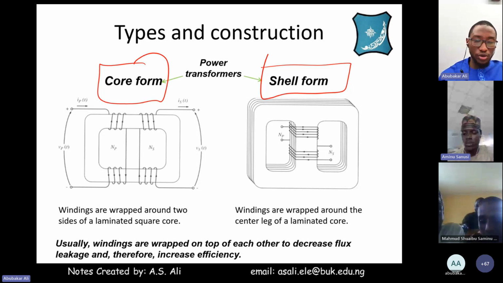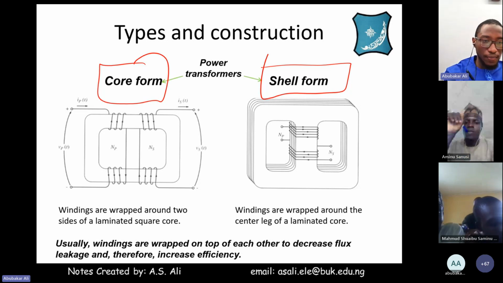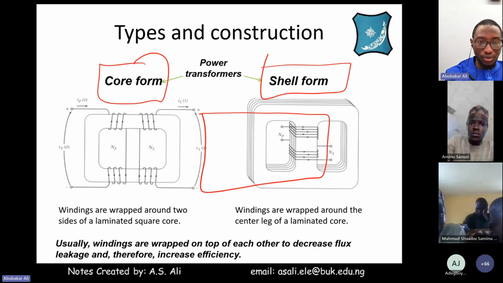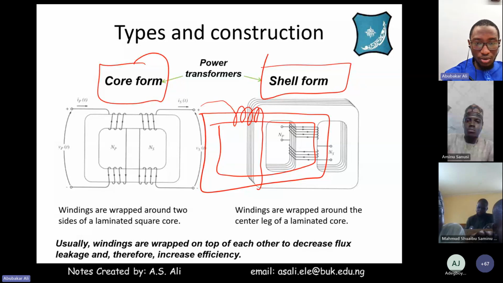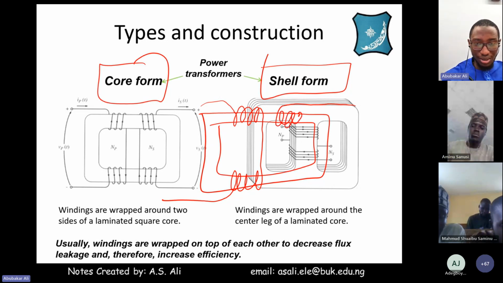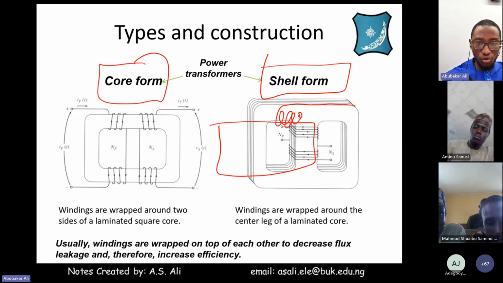So for the core form, when you look at it, you will see that there will be a square like this, just a single square, okay? And then you will make some windings. You bring your current and you wind it up like this, bring it down, wind it, and you take it out. Same thing with here. So there will be no connection, okay? There will be no connection. So these two windings will not be connected, and this is the core form.